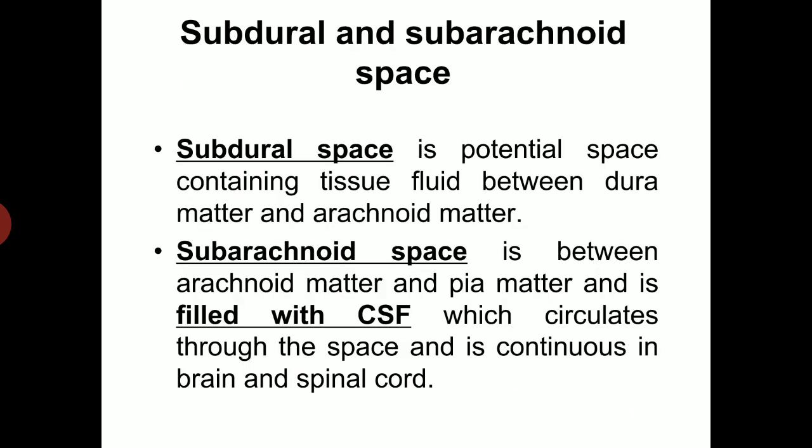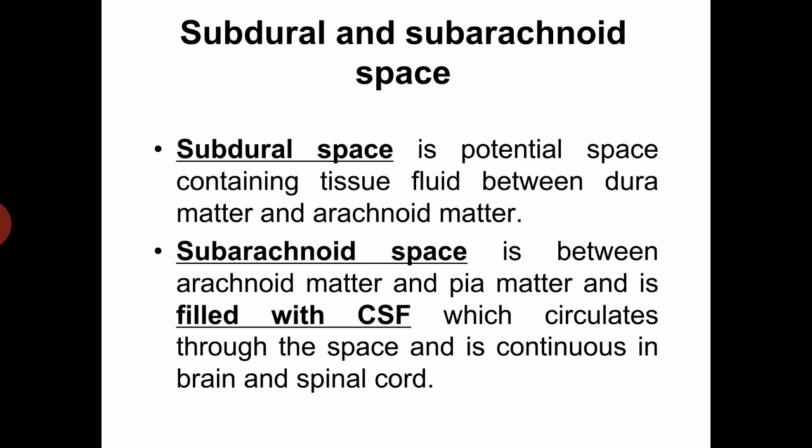Now spaces. There are two spaces, the subdural space and the subarachnoid space. Subdural space is a potential space containing tissue fluid between the dura mater and arachnoid mater, the first layer and second layer. Subdural means beneath the dura.